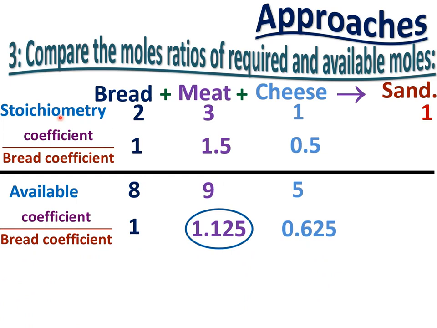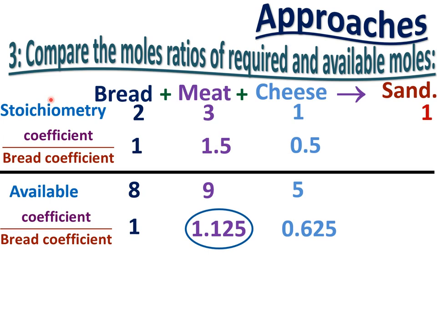We will take the bread coefficient as a reference, for example. Of course you can take the meat or cheese, whichever you find appropriate, as a reference. For the stoichiometry, if you divide each coefficient by the bread coefficient, which is 2 as well, bread will be 1, meat will be 1.5, cheese will be 0.5. This is the required.